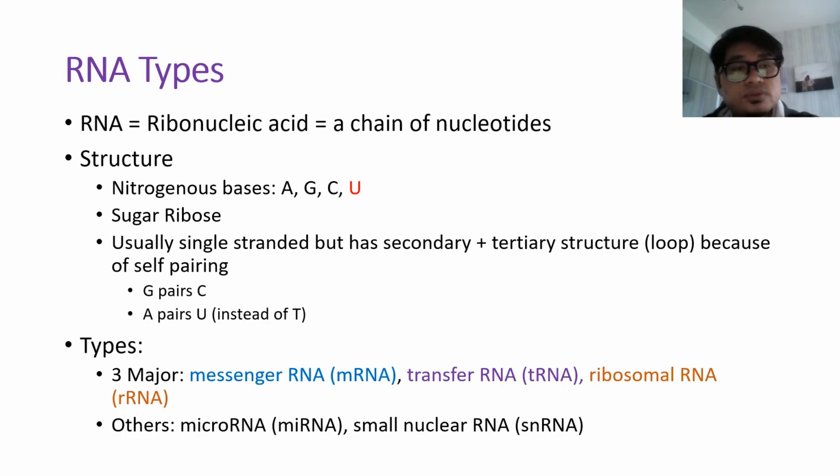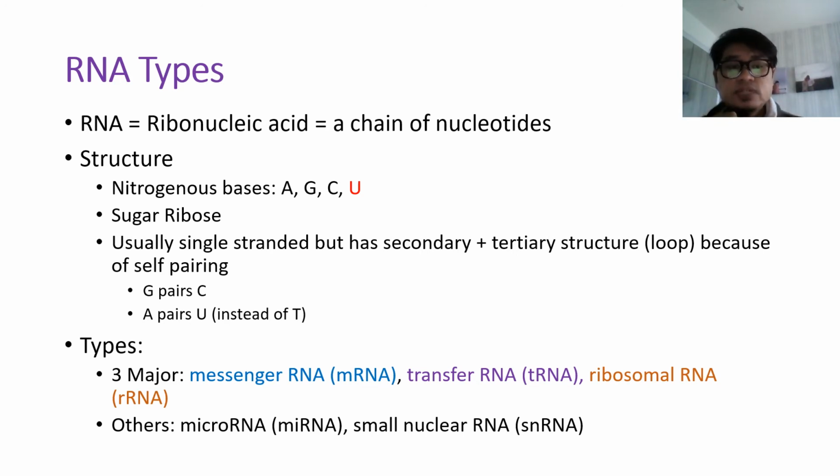Okay, so we go to the RNA types. RNA is ribonucleic acid, a chain of nucleotides. The structure consists of the nitrogenous bases A, G, C, and U, which is different from the nitrogenous bases in DNA, the deoxyribonucleic acid, where the U is replaced with T. It also has the sugar ribose, and it's usually single-stranded, but it also has secondary and tertiary structures, which form loops because of self-pairing. Because it is linear, when the G and C meet together, it will become a loop.